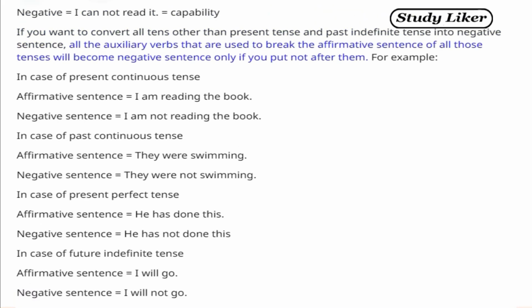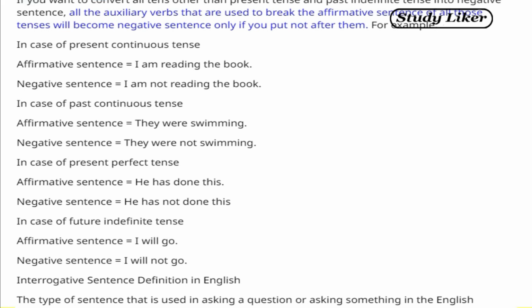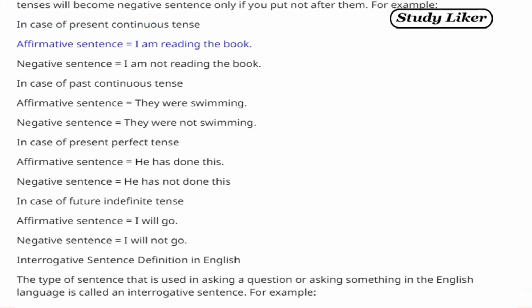If you want to convert all tenses other than present and past indefinite tense into negative sentences, the auxiliary verbs used in the affirmative sentences of those tenses will make the sentence negative only if you put not after them. For example, in case of present continuous tense, affirmative: I am reading the book. Negative: I am not reading the book.